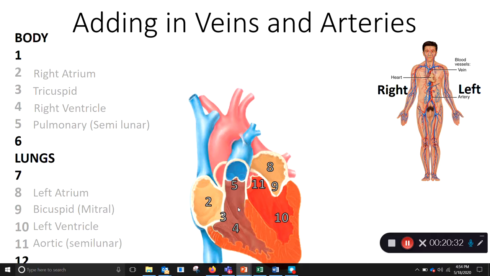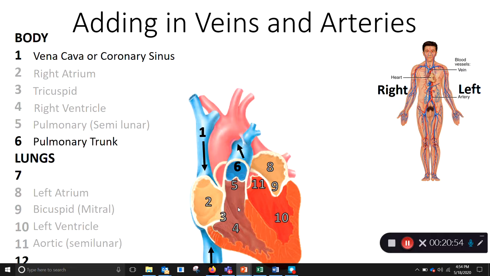With that, let's throw in these numbers. So first off, number 1, you've got the vena cava. You've got a superior one because it's coming from above, and an inferior one because it's coming down from below, as well as the coronary sinus coming on in. You go through the right atrium, tricuspid, right ventricle, pulmonary semilunar valve, and out through the pulmonary trunk, which leads to the lungs.